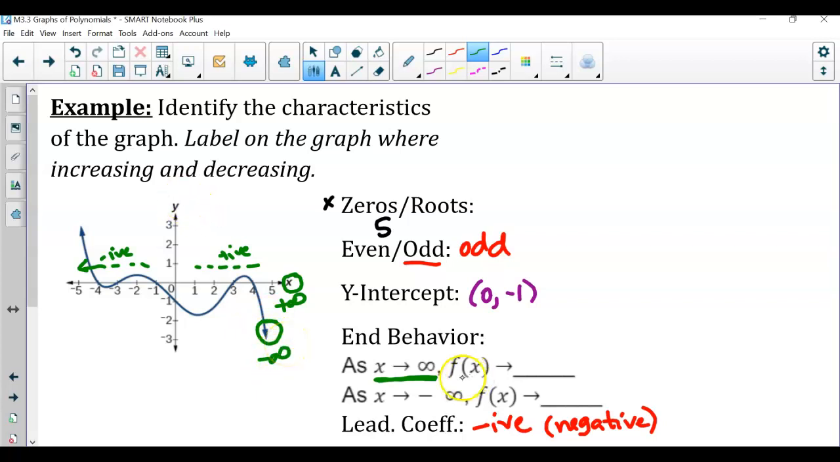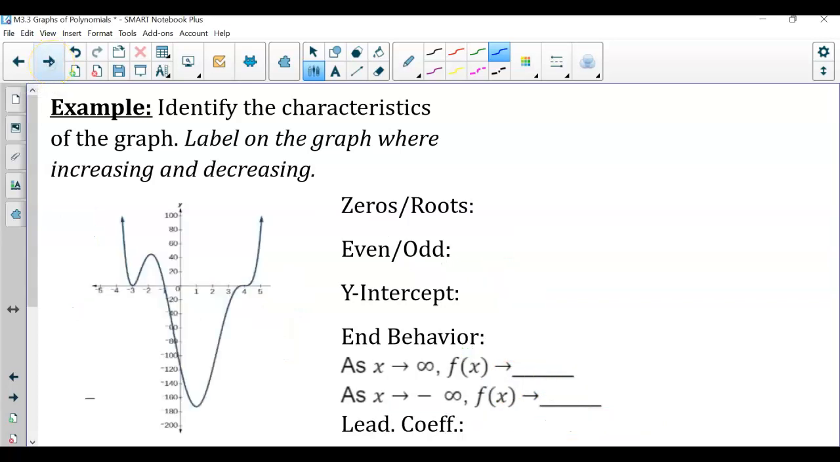So the y values, or f of x, so this is our function notation for y values, is going towards negative infinity. So then here, as x's are approaching negative infinity, so see how these are our negative values? So as we're going to negative infinity, now notice what direction is our graph going? Our y values are going up towards positive infinity. So here our f of x, our y values are going up towards positive infinity. So that's how you do end behavior.